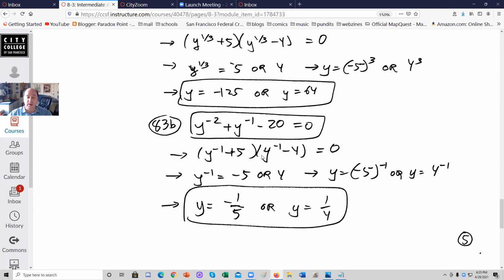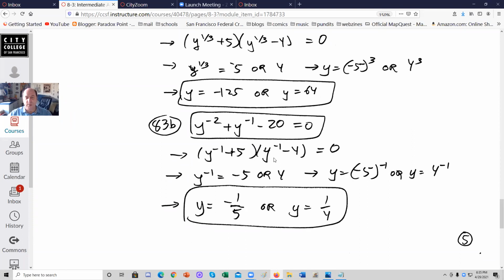And again, this factors this way because y to the negative 1 times y to the negative 1 is y to the negative 2. 5y to the negative 1 minus 4y to the negative 1 is y to the negative 1. And 5 times negative 4 is negative 20. So y to the negative 1 plus 5 times y to the negative 1 minus 4 equals 0.